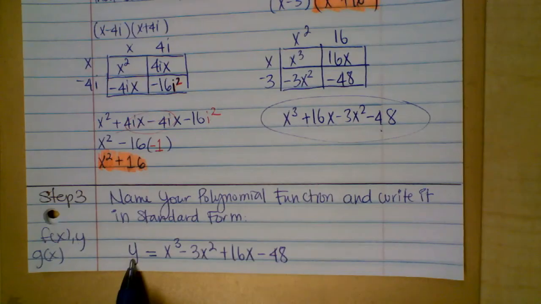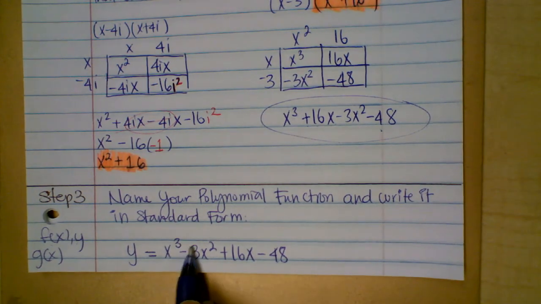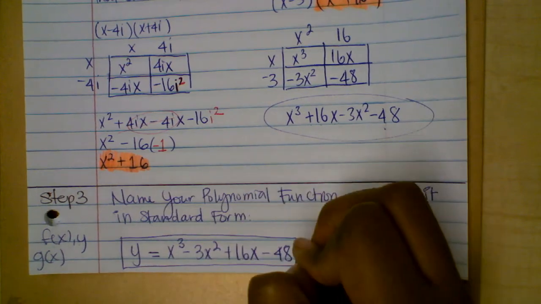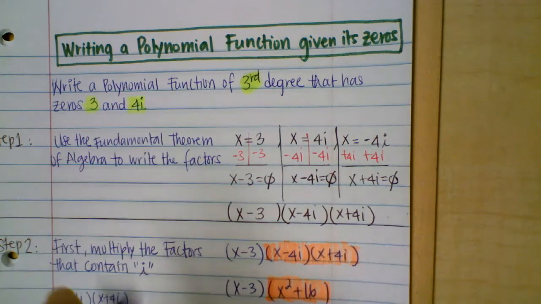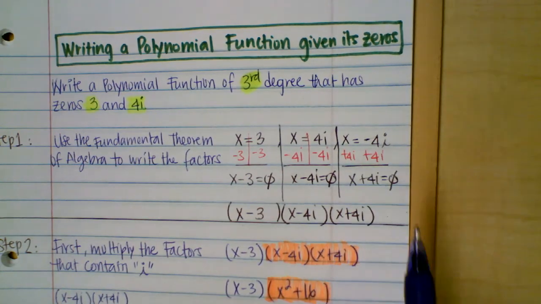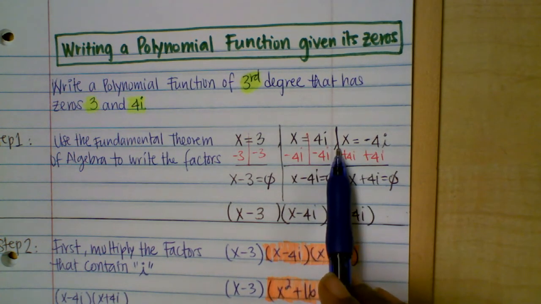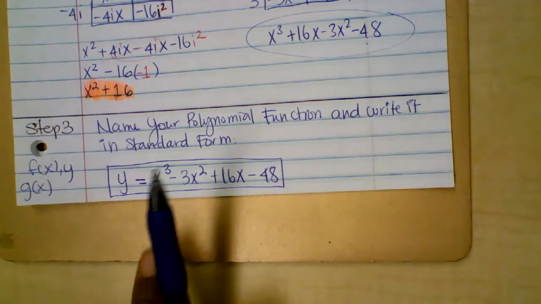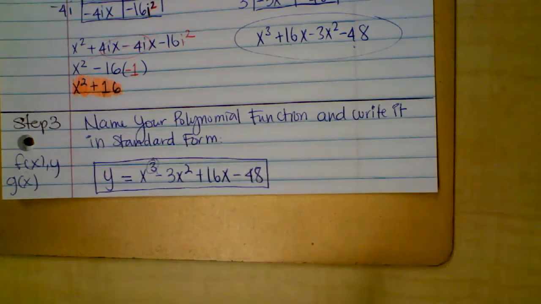Okay, so we named the polynomial and wrote the polynomial function in standard form, with exponents in descending order from highest to lowest. And that's your final work. That's it. Again, using the three zeros, but remember, complex conjugates always come in pairs, and they share the same real number, but the imaginary parts are opposite. And it's a third degree polynomial. So we found the third degree polynomial having the zeros 3, positive 4i, and negative 4i.